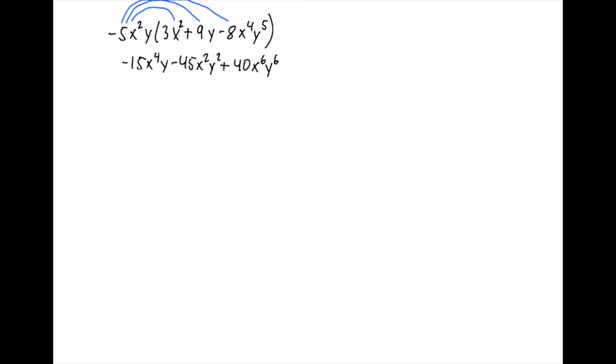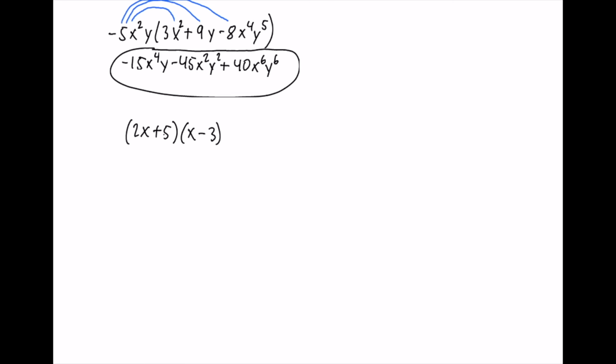And then remember, this is x to the 4th y, this is x squared y squared, this is x to the 6th y to the 6th. They are all completely different, so they are all separate. You cannot add any of these. So this is just your answer.